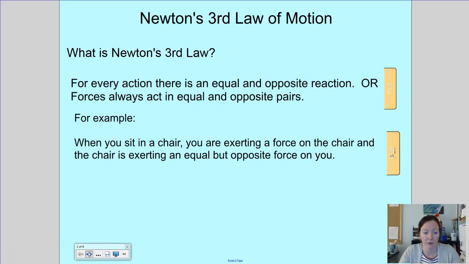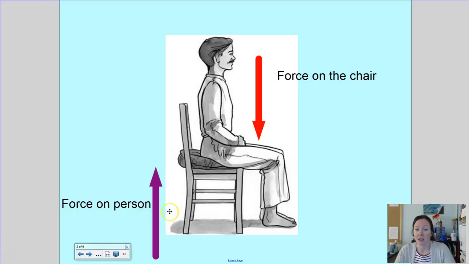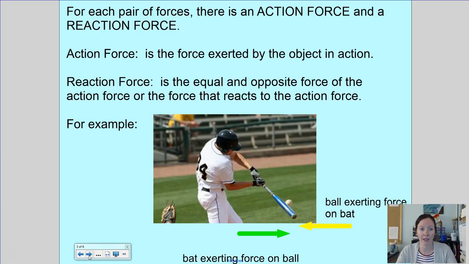I have a little diagram here of a guy sitting in a chair. So again, as you sit down on the chair, you exert a force down on the chair. That chair is exerting a force back up on you. There's lots of other examples in this picture. We can have the feet pushing down on the floor, floor pushing back up on the feet. Also, the chair is pushing on the floor, and the floor is pushing back up on the chair. The cushion on the chair, chair on the cushion, etc. So let's look at some other common examples and look at those two forces in a little more detail.